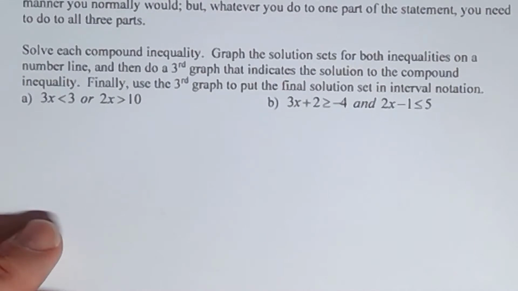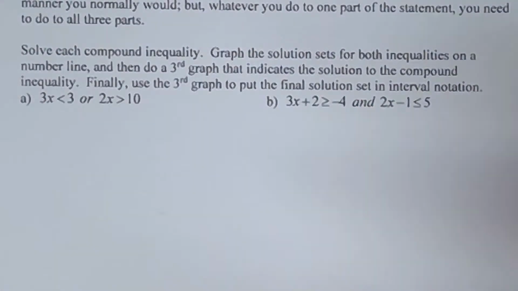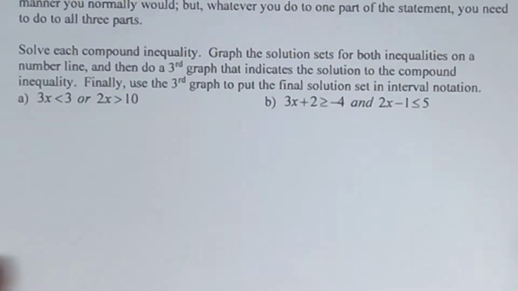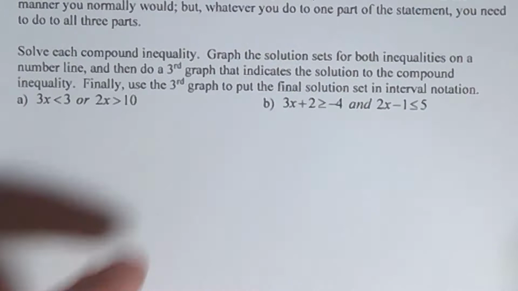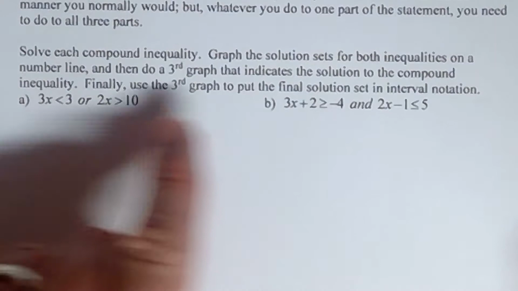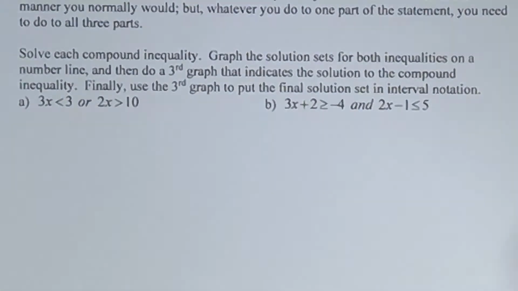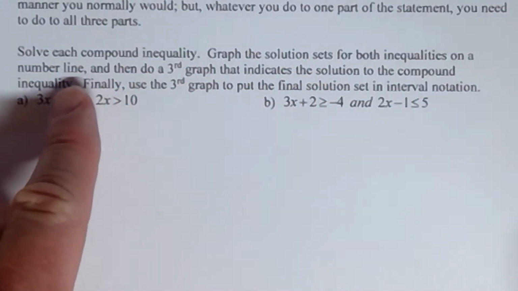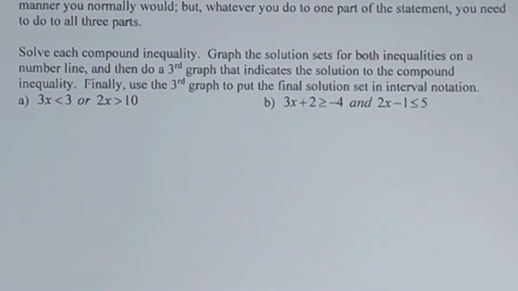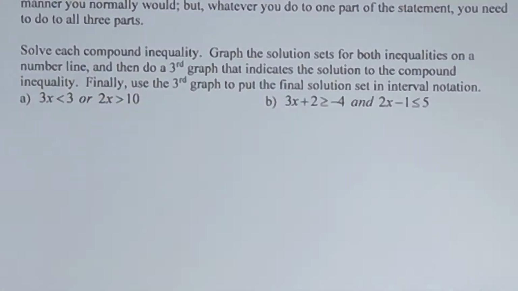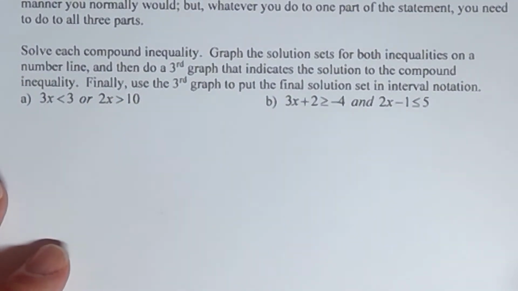Naturally, we would want to solve both of these things first so that we know what each individual solution set is. And then I'll get to that last part after that. In fact, it mentions it here. It says that when you solve this compound inequality, compound means that it has the word or the word and in between two inequalities, it's telling us to graph the solution sets for both inequalities on a number line, just like we did in the last section. And then after that, we'll do a third graph. That third graph will show the final answer. Again, we'll get to that when we get to the third graph.